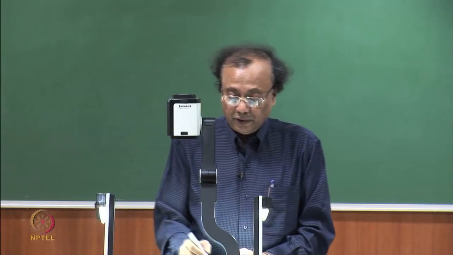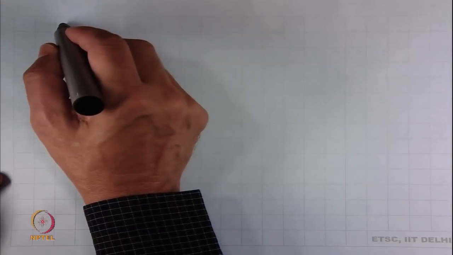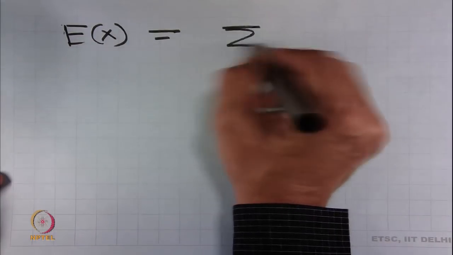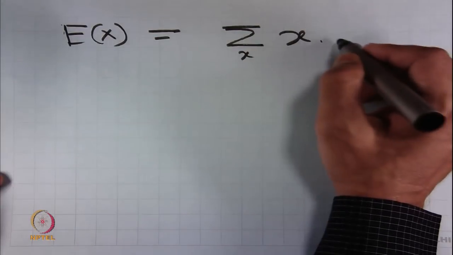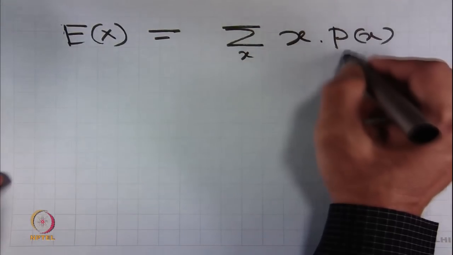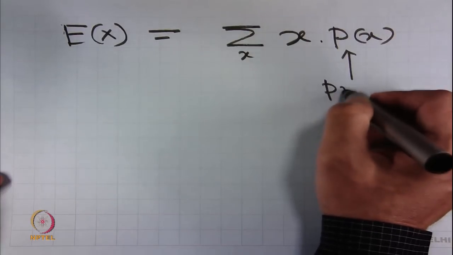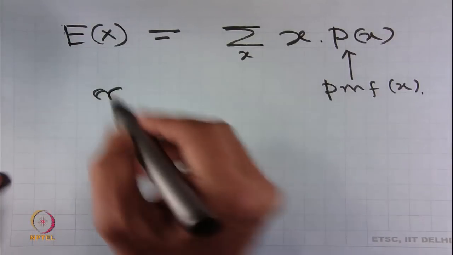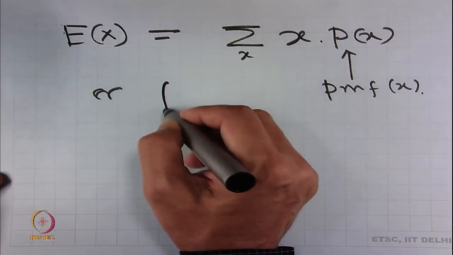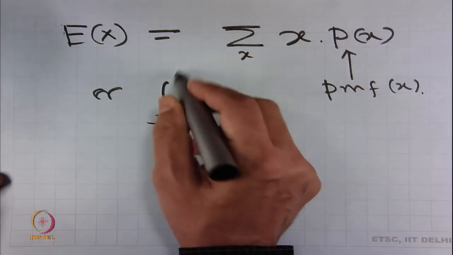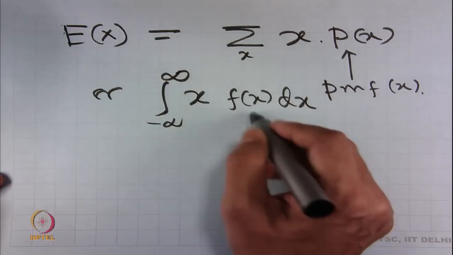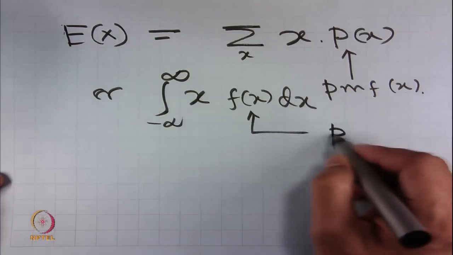Corresponding to each random variable, we can assign the expected value of x, which is sigma over x of x p x, where p x is the corresponding probability mass function of x, or it can be written as the integral from minus infinity to infinity of x times f x d x, where f x is the corresponding PDF of x.